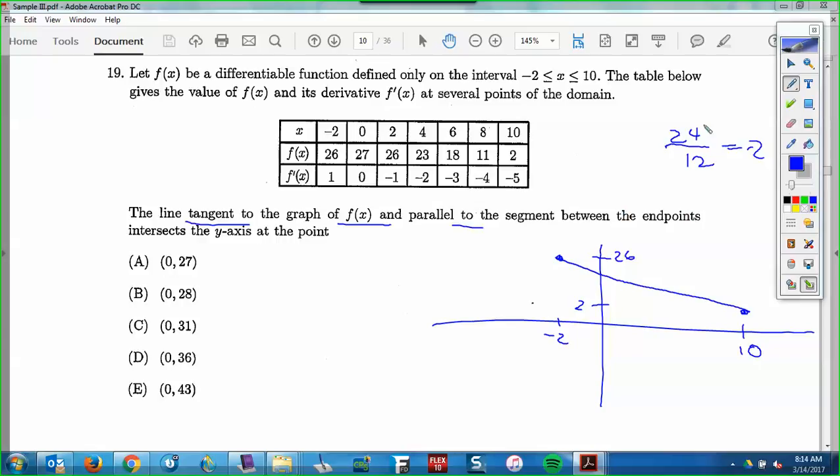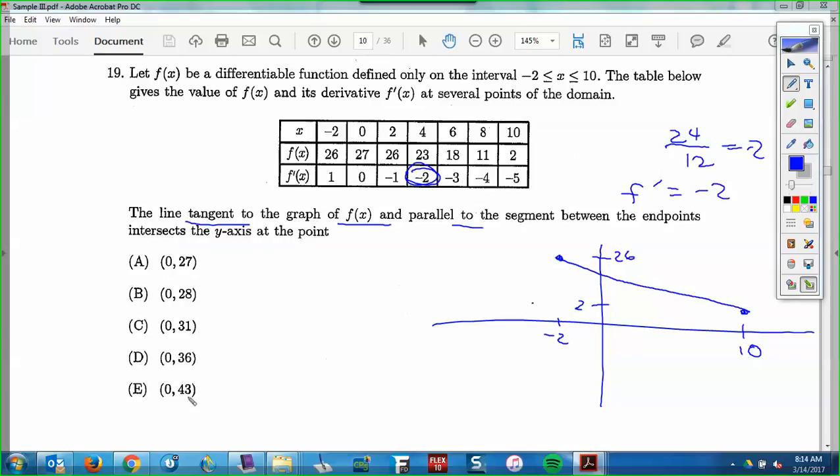Parallel to this segment. So a tangent line, so somewhere in here, remember the mean value theorem? If the function is differentiable between the endpoints, continuous in the closed interval, then there's some point. So if this curve's doing this, there's some point that has that same slope. So it says the line tangent to this graph and parallel to this segment. So we need some place where f prime is negative 2. Well, right there, right? So where's the place where f prime is negative 2? Right there, at 4.